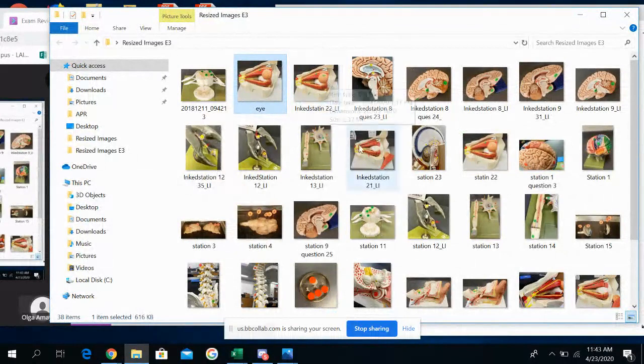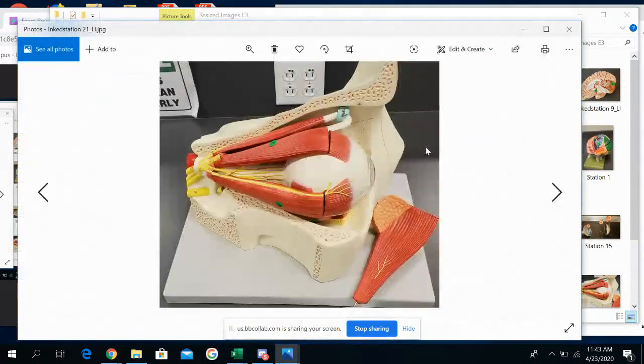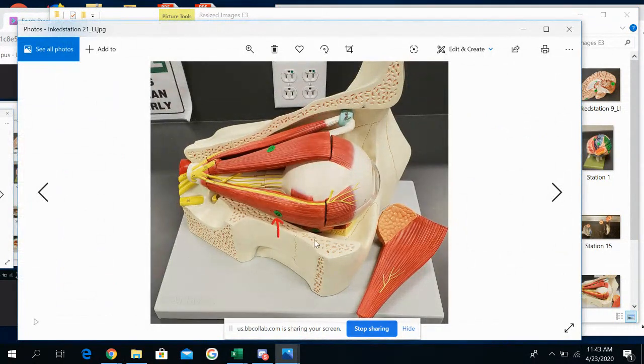Okay, so that's pretty much the eye. Let me give you another view of the eye. Yeah, so this is the lateral rectus. Again, you can see your superior oblique from a better angle here.